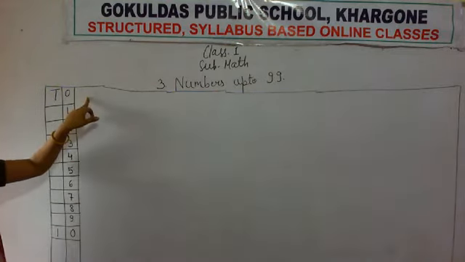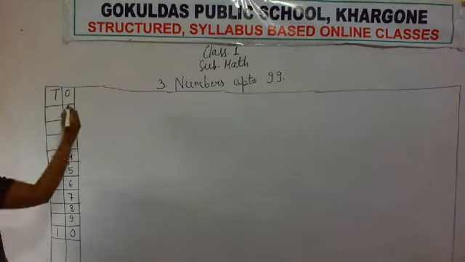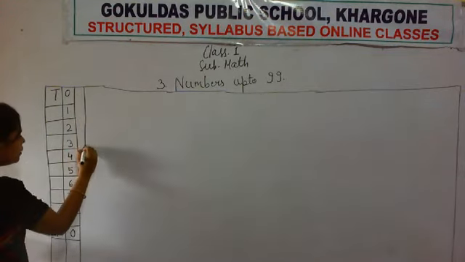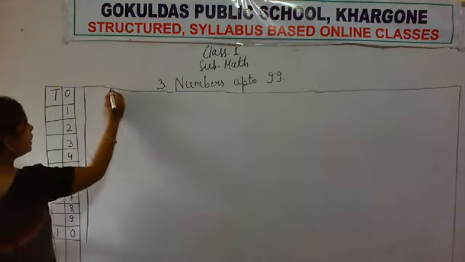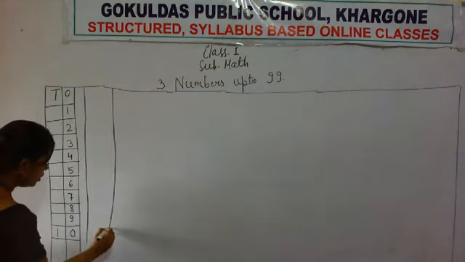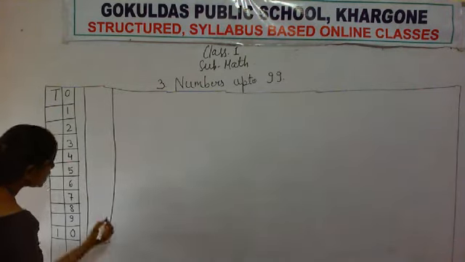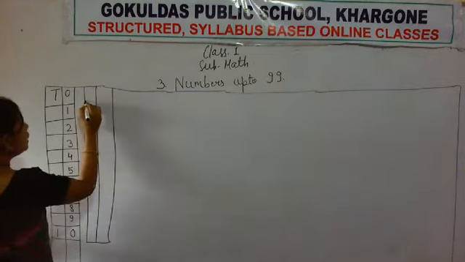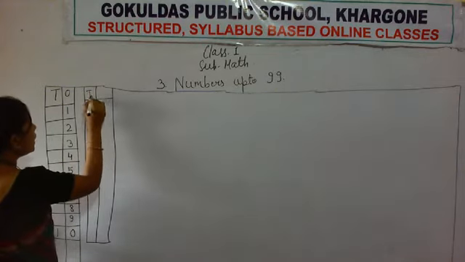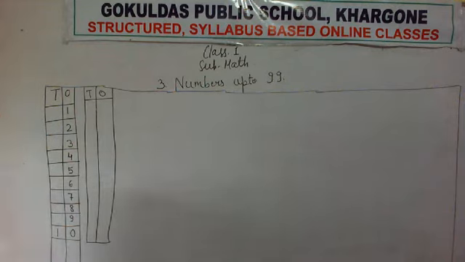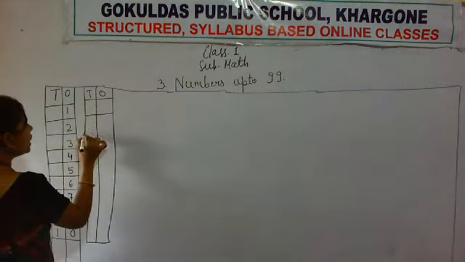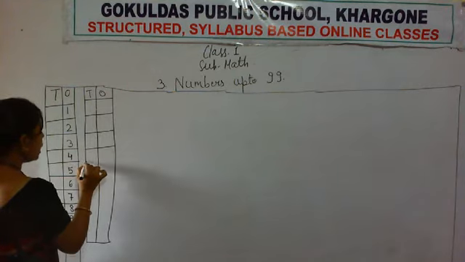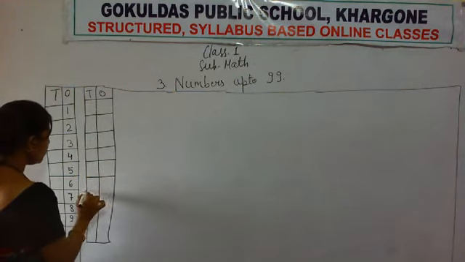You have to skip one box, leave one box, then again start writing. In one box you have to write T for tens and in another box you have to write O for ones. Now after 10, which number will come?